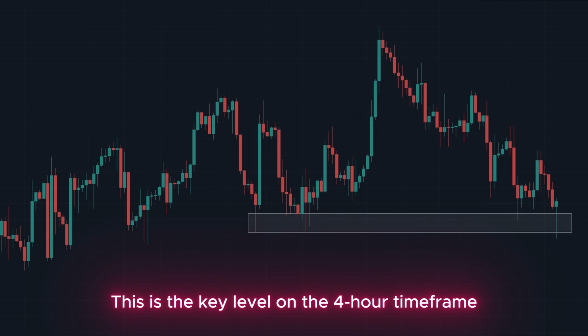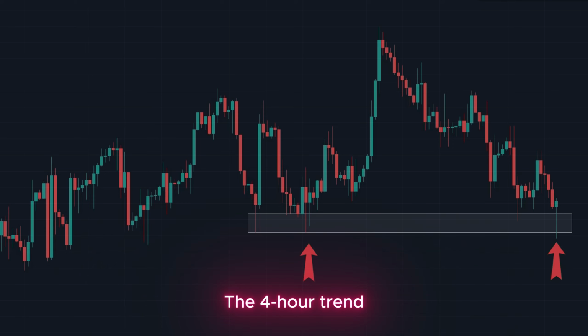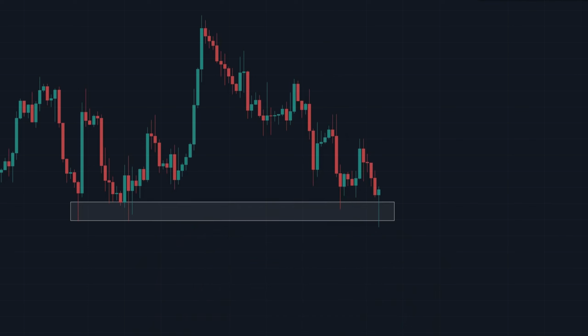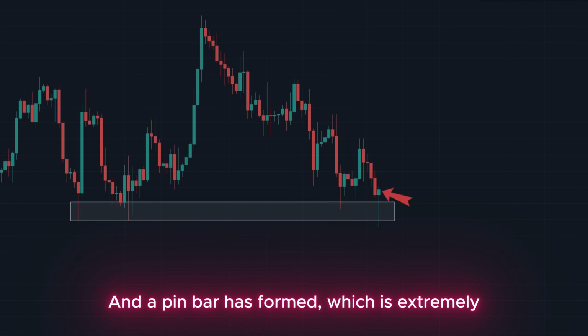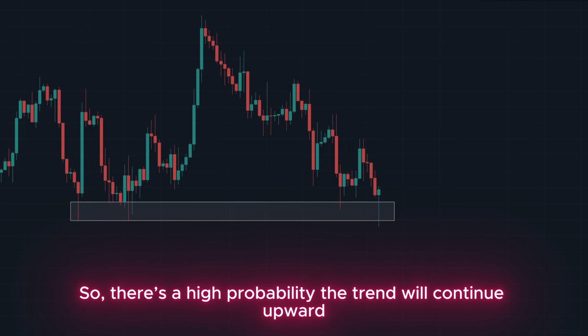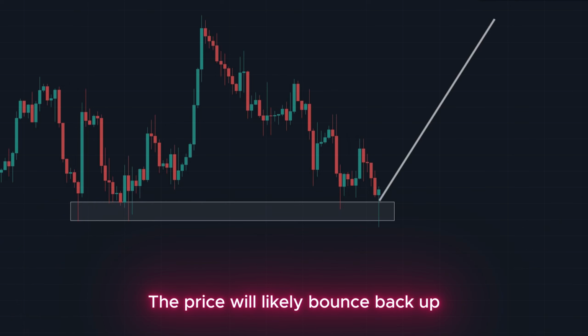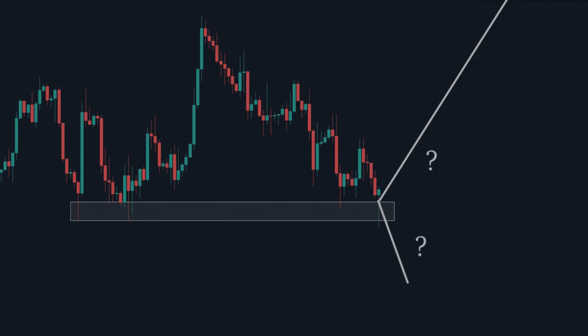This is the key level on the 4 hour time frame. As long as the price hasn't broken through this key level, the 4 hour trend remains an uptrend. The current price has returned to this key level, and a pin bar has formed, which is extremely beautiful in this case. So, there's a high probability the trend will continue upward. The price will likely bounce back up. Or, will the price now break through this key level?